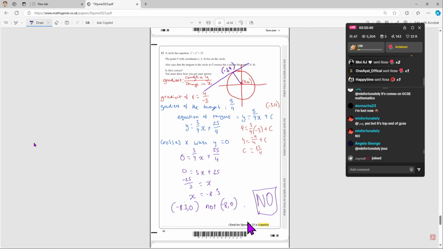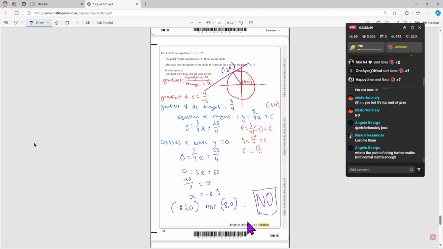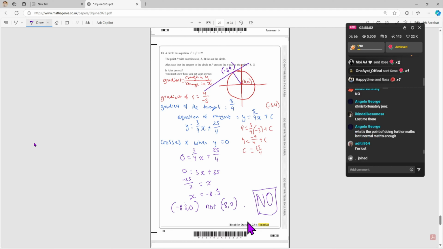So that was a 4-mark question. That was a bit hard, but you just had to know you had to work out the tangent. This question is just combining the equation of a circle with the tangent with the x-intercept. So if you ask me for a topic, there is no topic for this question. They just combined every single thing together.